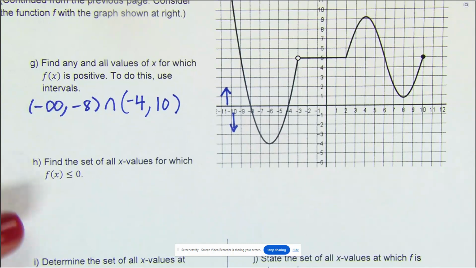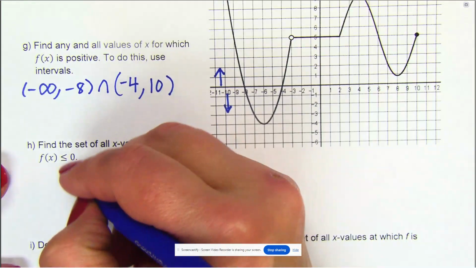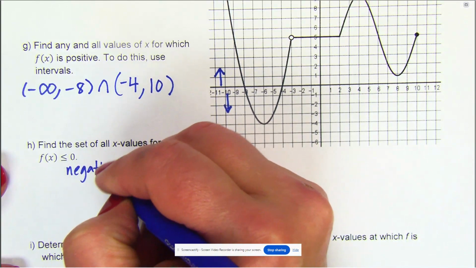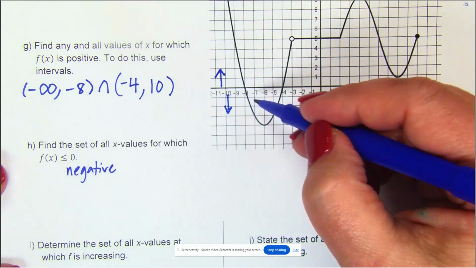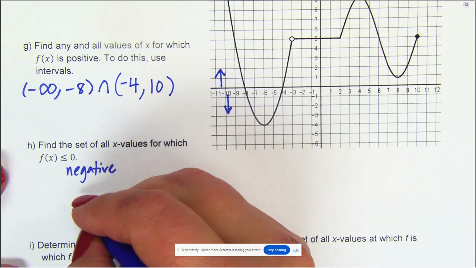And the next question says, find the set of all x values for which f of x is less than or equal to 0. That means when it's negative, below the x-axis. So just this chunk right here. So from -8 to -4.